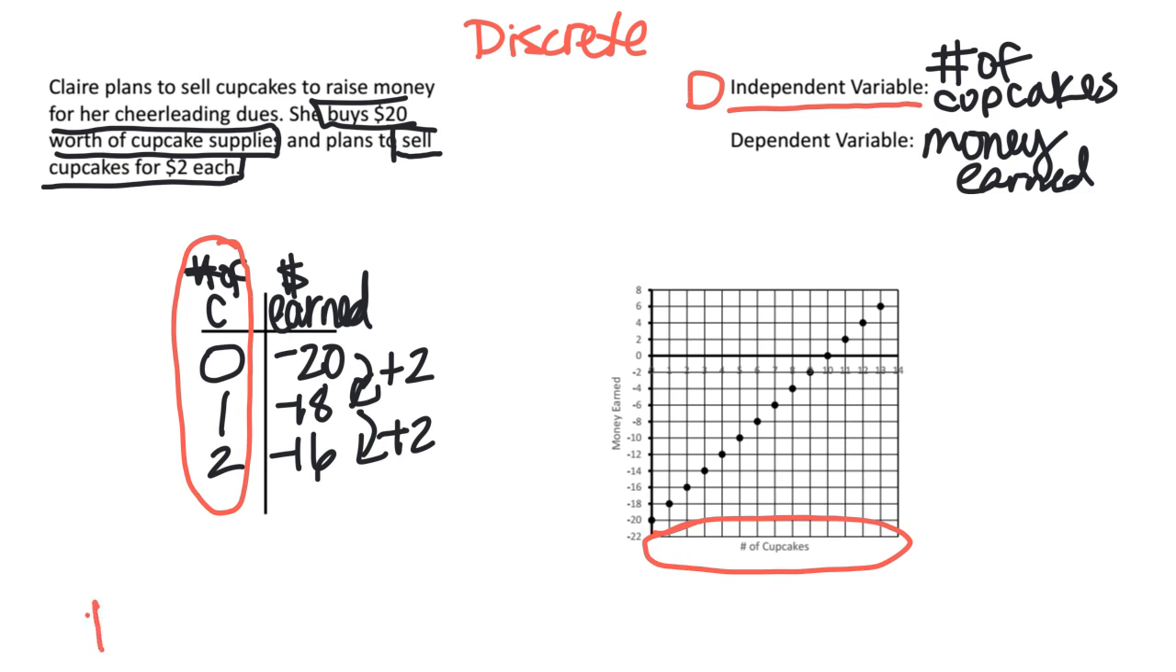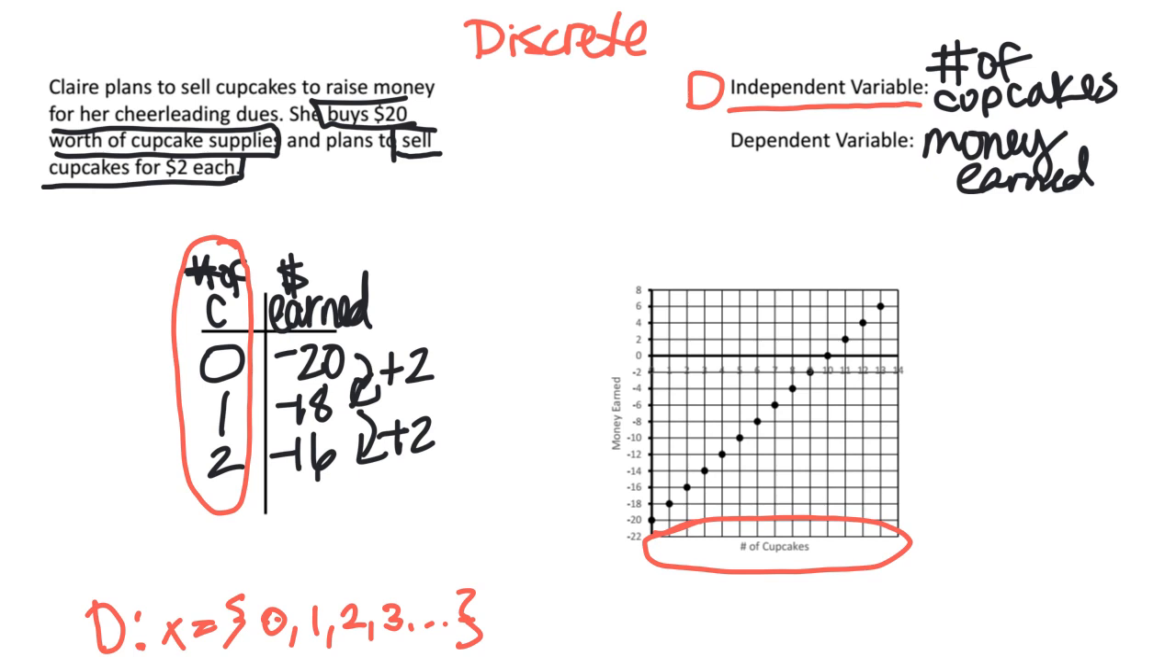So our domain for discrete is going to be x equals, since those are our x values, we know the number of cupcakes she sold. She started with 0 cupcakes, 1 cupcake, 2 cupcakes, 3 cupcakes, and so on. So our domain has to be showing the number of cupcakes that she sells.